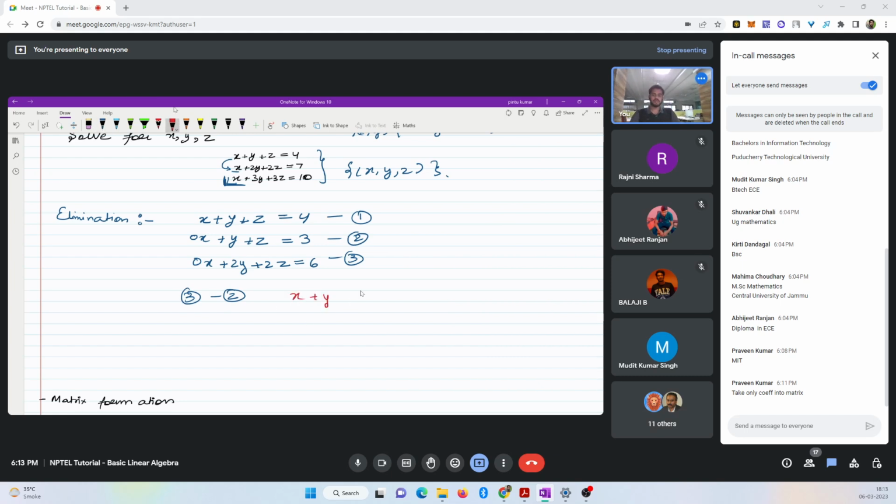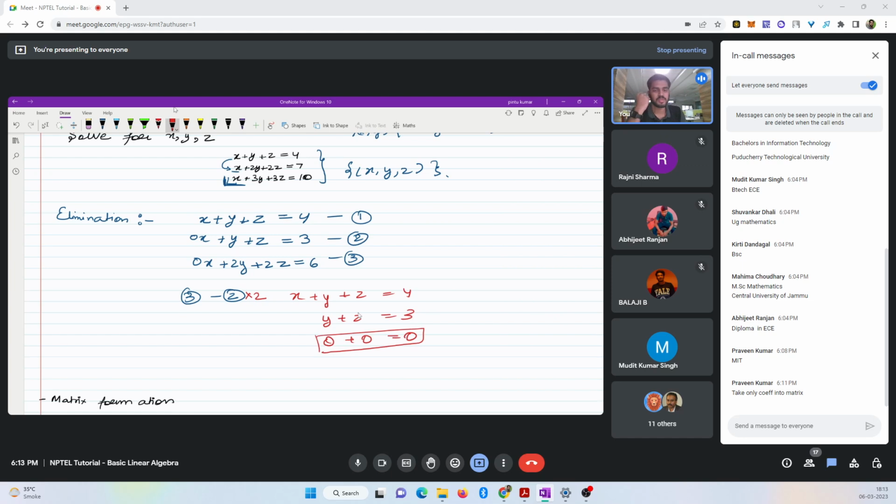That is x plus y plus z is equal to 4. Over here we get y plus z is equal to 3, and here we get 0 plus 0, so this is 2 times equation 2 minus equation 3, which is equal to 0. Okay, so we can get something like this.